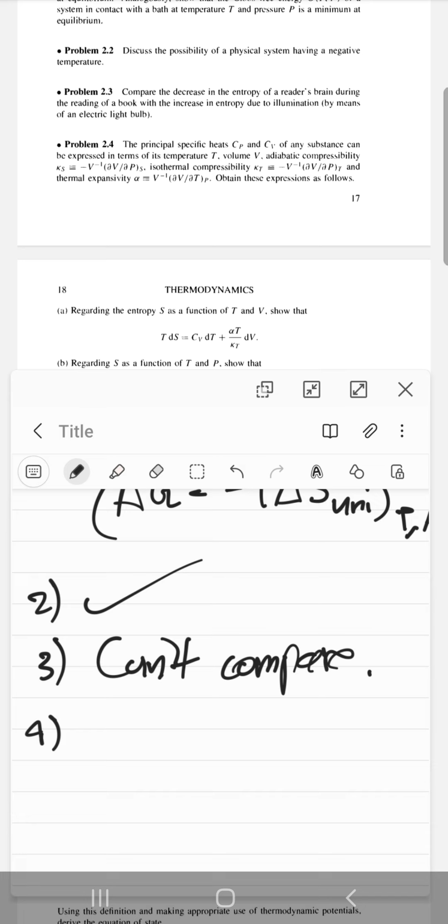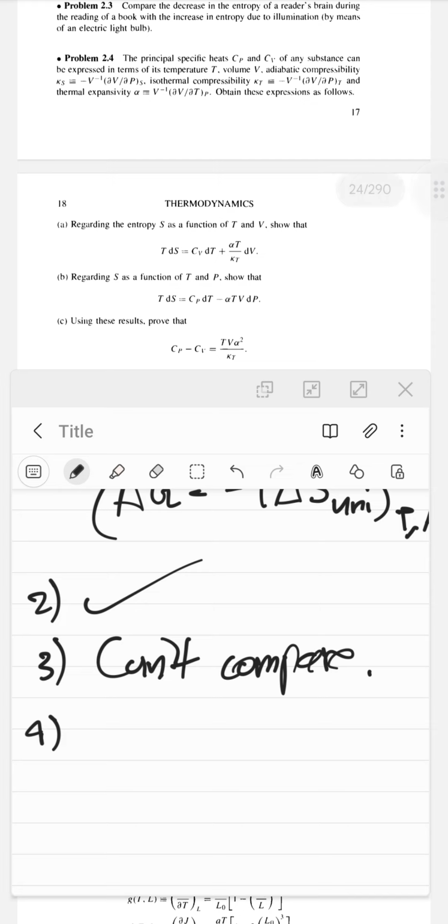Fourth is, the principal specific heats Cp and Cv of a substance can be expressed in terms of its temperature, volume, adiabatic compressibility, isothermal compressibility, and thermal expansivity. Obtain these expressions as follows. Oh, so you want to write Cp and Cv in terms of these.